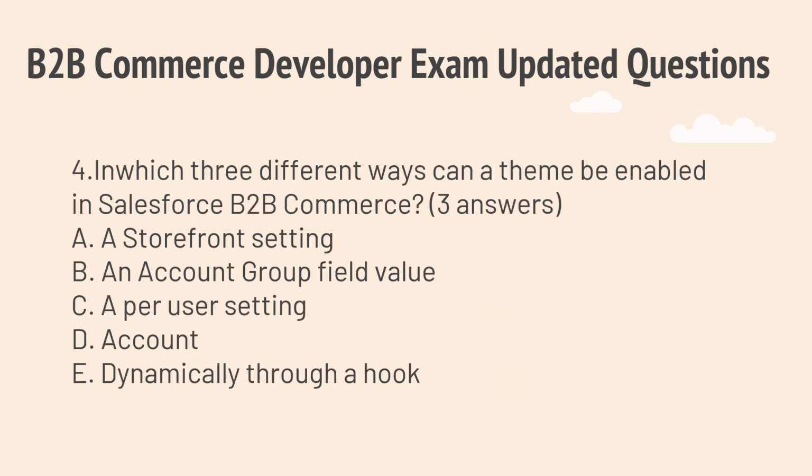4. In which 3 different ways can a theme be enabled in Salesforce B2B Commerce? 3 answers. A. A storefront setting. B. An account group field value. C. A per-user setting. D. Account. E. Dynamically through a hook.